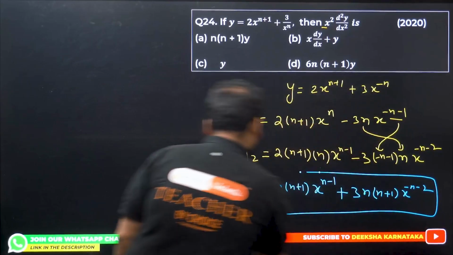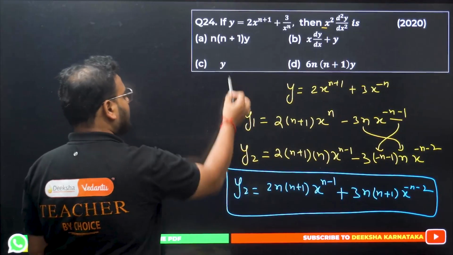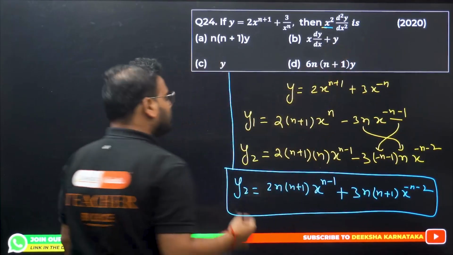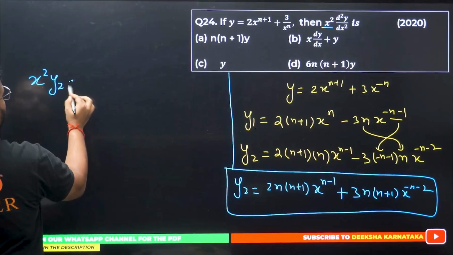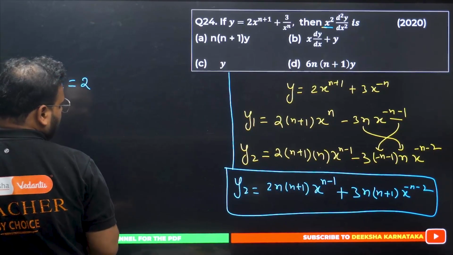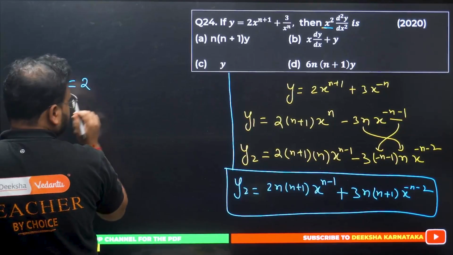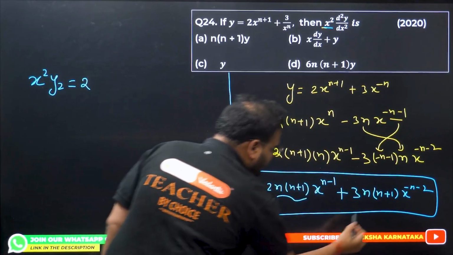So we have got the value of y2. Are they asking us y2? No, they are asking us x square times y2. Let's do that. x square y2. Multiply x square everywhere. Will you multiply it to this 2n? Of course not. So actually I can take something common over here, no? n times (n plus 1), n times (n plus 1).